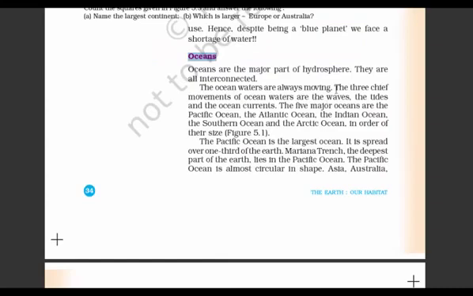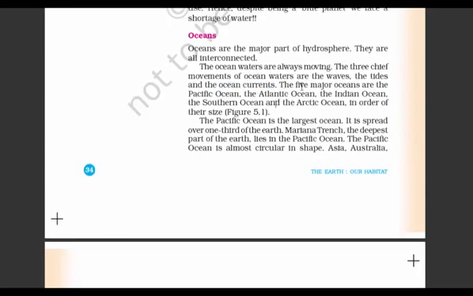What does it mean? The three chief movements of ocean waters are waves, tides and ocean currents. So waves are nothing but those small movement of water, and tides are the bigger version of waves. Tides can go up to 7 meters, 10 meters and more than that. And waves are nothing but the smaller version of distributed water flow. And then we have the huge part that is called the ocean current. It is much bigger than waves and tides.